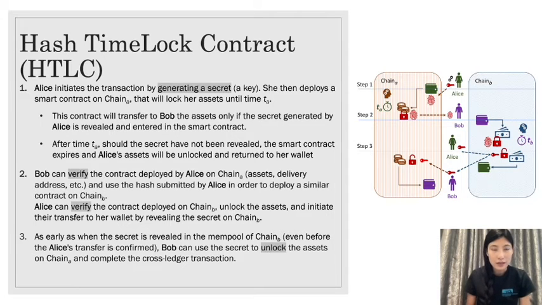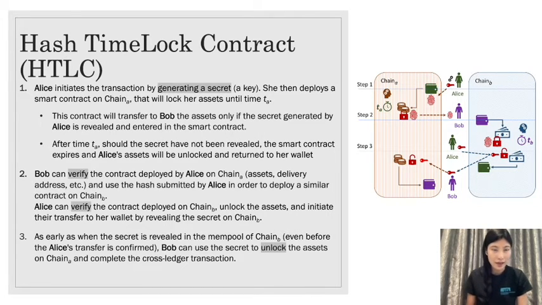So after generating the secret, Alice deploys a contract that holds her assets on chain A. This contract has a time lock with a deadline of TA. Before TA, if the secret generated is revealed to the smart contract, the smart contract will automatically transfer Alice's assets to Bob's wallet, which is also located on chain A. However, if by the deadline TA, no secret is entered into the smart contract, then the smart contract will automatically transfer the assets back to Alice's wallet.